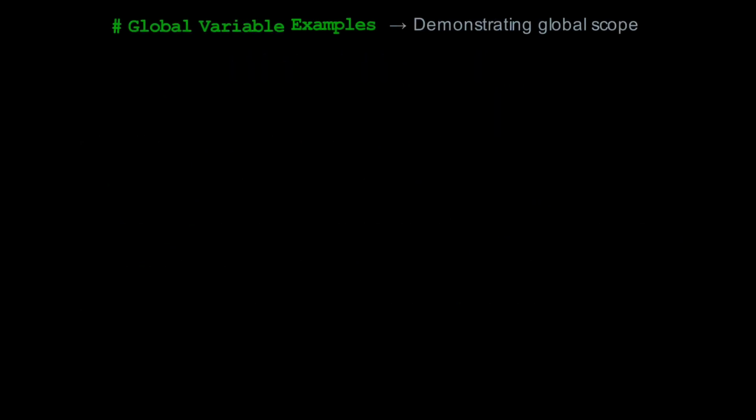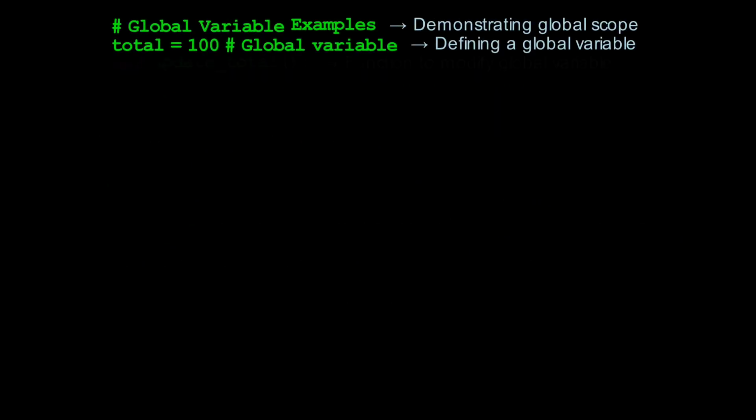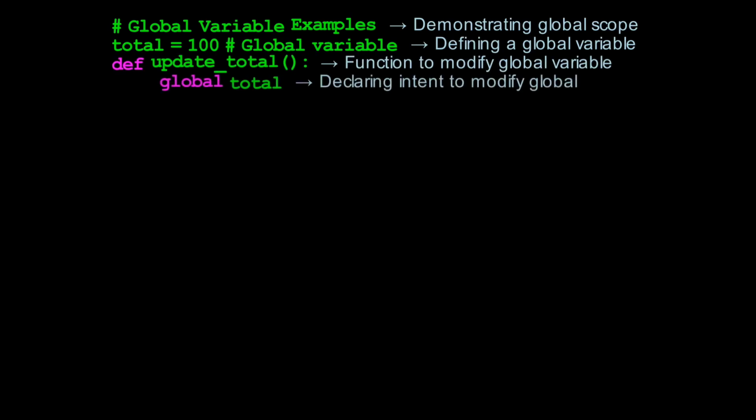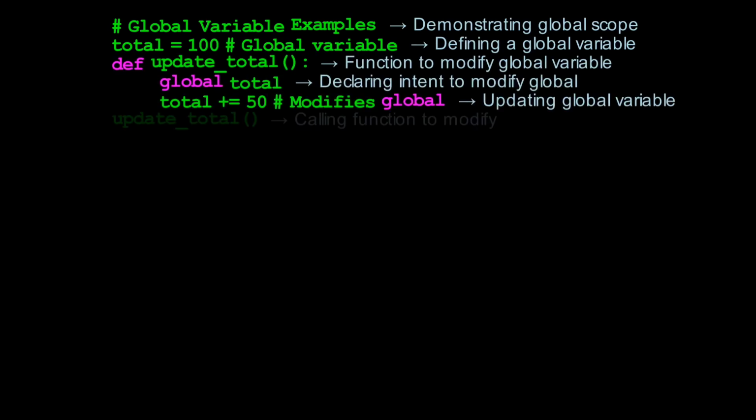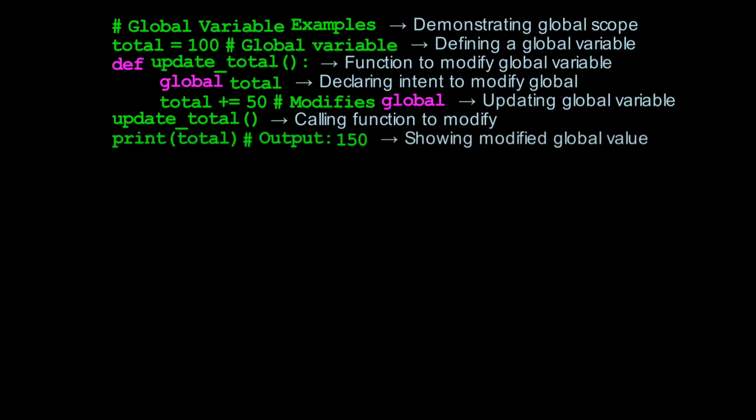Let's see global variables in action. total = 100 defines our global variable. Next, def update_total() creates a function. global total declares the intent to modify the global. total += 50 updates the global variable, and outside the function we call update_total(), and print(total) shows the new value of 150. The global variable provides a way to share data across the entire program.